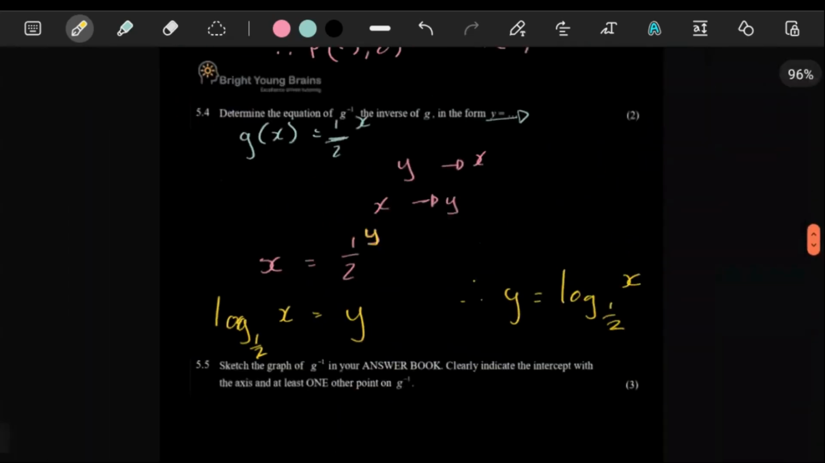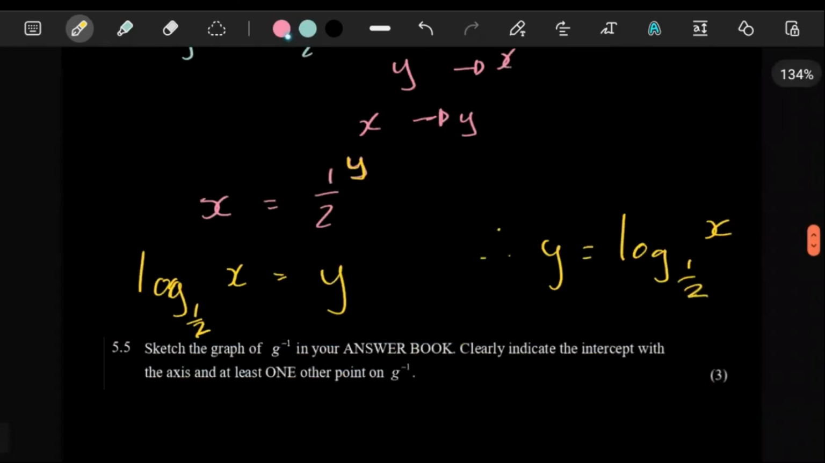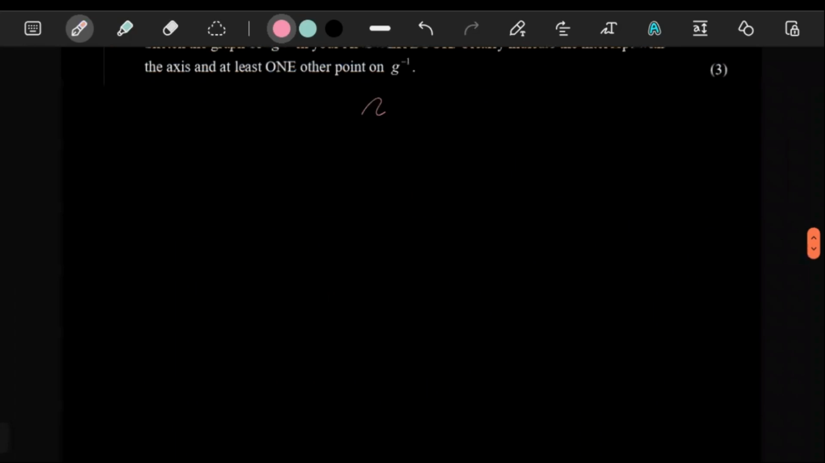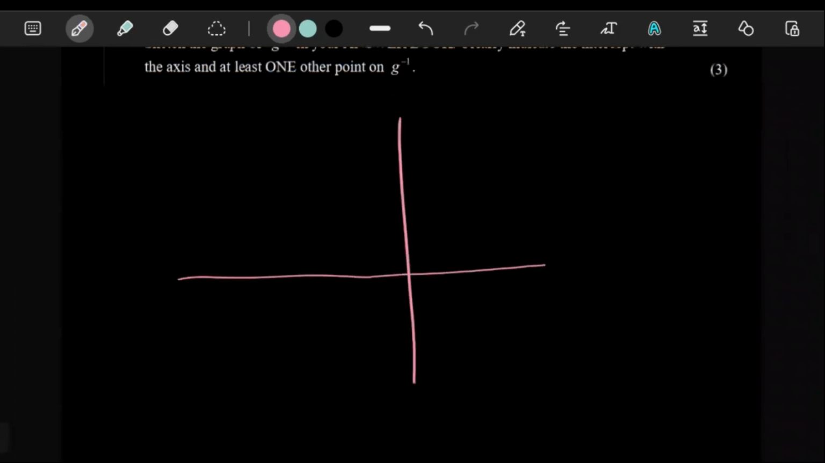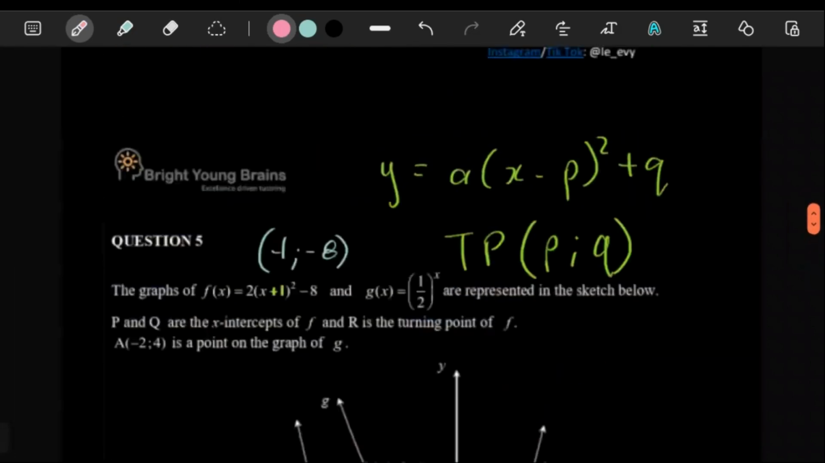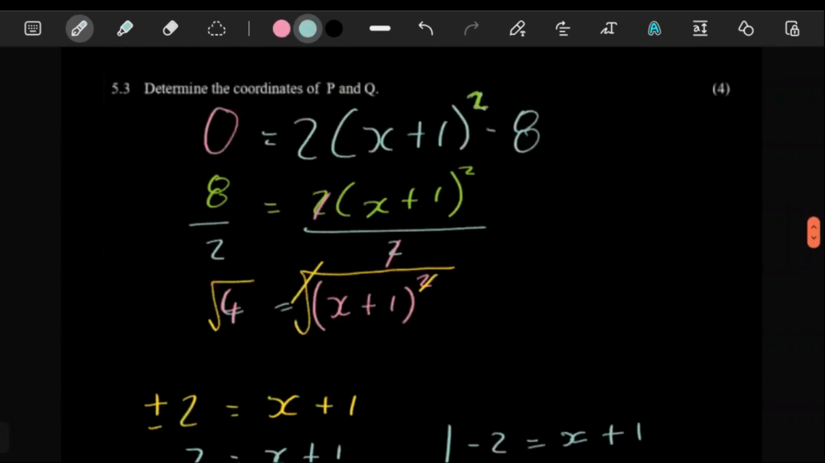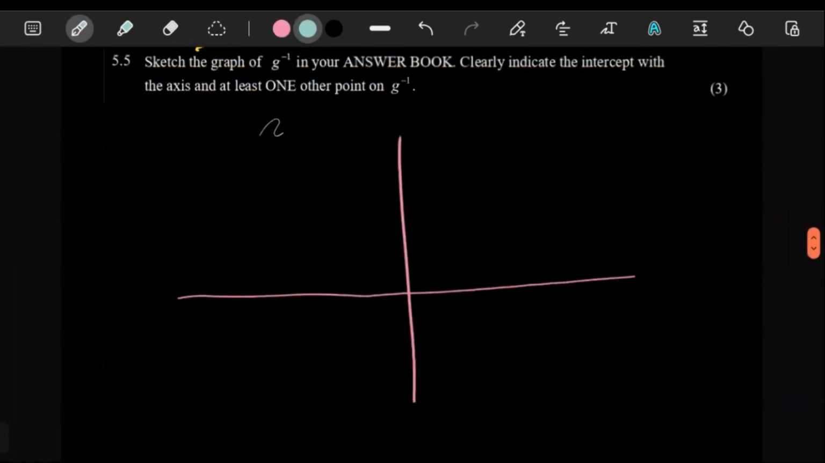5.5 is a 3 mark question. This 3 mark question says we should sketch the graph of the inverse, right? So sketching the graph of the inverse, it's not going to be difficult at all. The reason why is because as long as you have the original picture, your life will always be good. Because if we just draw this original picture on our sketch, drawing the inverse will be easy.